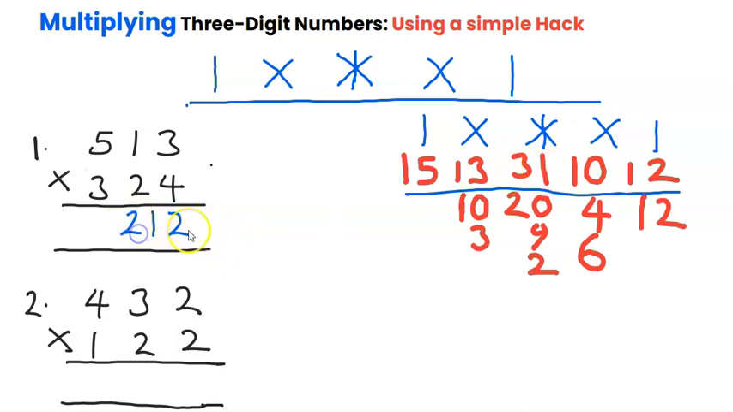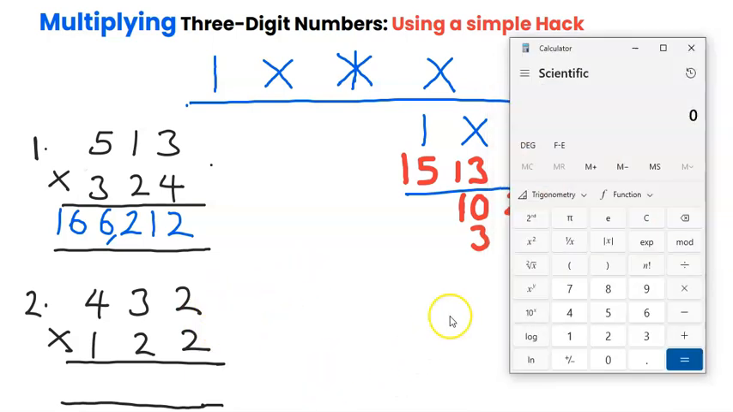3. So I'll add that 3 to 13. 3 plus 13 is 16. Since I can't write 16, I'll write the unit, which is 6. I'll carry 1. And I will add 1 to 15 to give me 16. So it then means that if I multiply 513, I'm going to get 166,212, which we can confirm with the calculator.